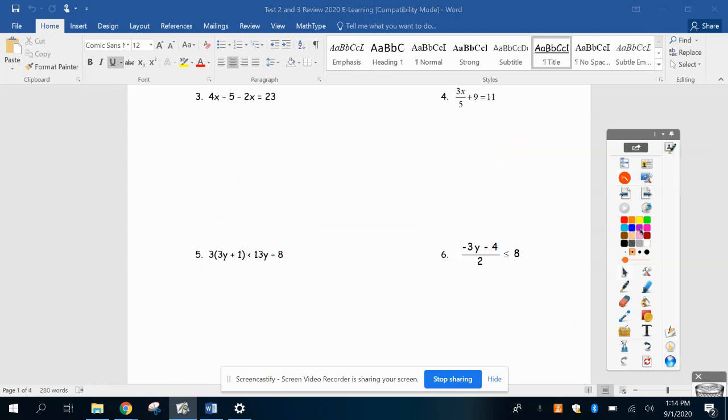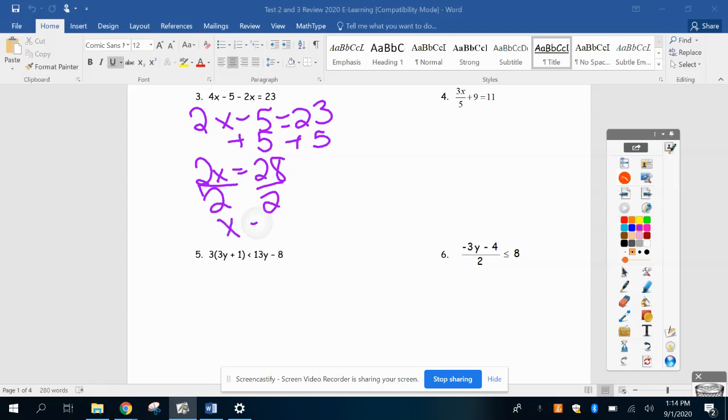Okay, number 3. This time we have variables on the same side of the equal sign. So when they're on the same side, we're going to get them together with the same sign. So 4x minus 2x gives us a 2x. Hang on, I didn't get that clicked properly. And then we're just down to a 2-step equation. We'll divide by 2. X equals 14.